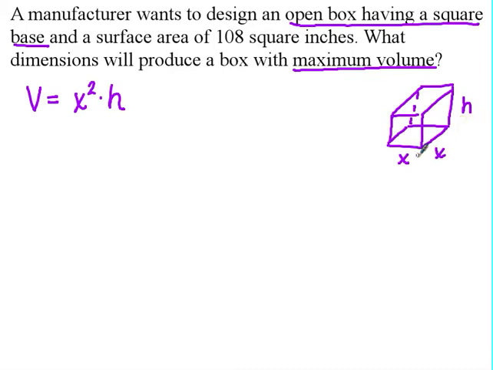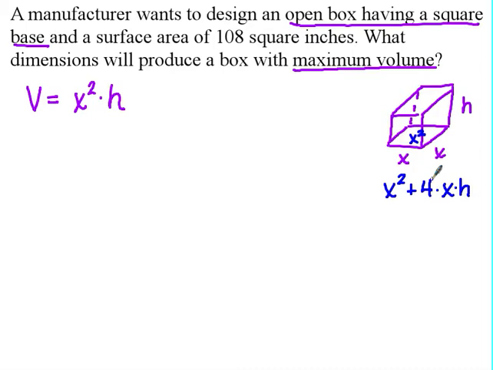So first of all, surface area is the area of all the surfaces. In this case, the area of the base will be what? x squared. Now I need to figure out the area of all of the sides. And there are how many sides? 4, and each side has an area of x times h, because length times width.